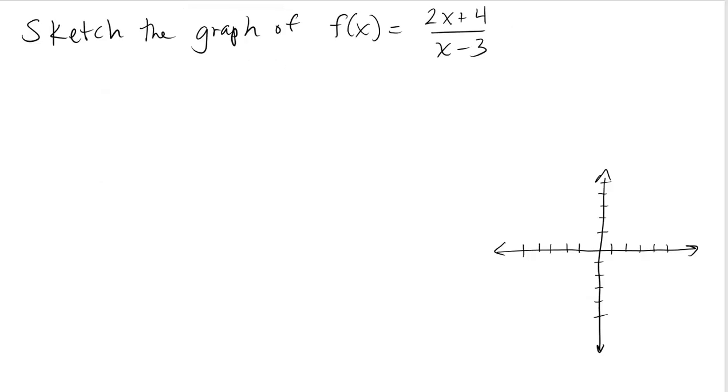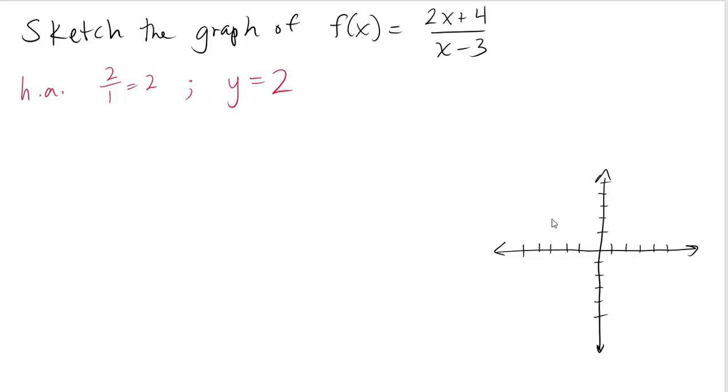Let's sketch the graph of the function f of x equals 2x plus 4 over x minus 3. The first thing I would do is find the asymptotes. I can see that the numerator and denominator have the same degree, and so this function is going to have a horizontal asymptote. I find the ratio of the leading coefficients. The leading coefficient of the numerator is 2, the leading coefficient of the denominator is 1, and 2 divided by 1 is 2. Now that is not the horizontal asymptote, that's just the work that I did. The horizontal asymptote is the line y equals 2.